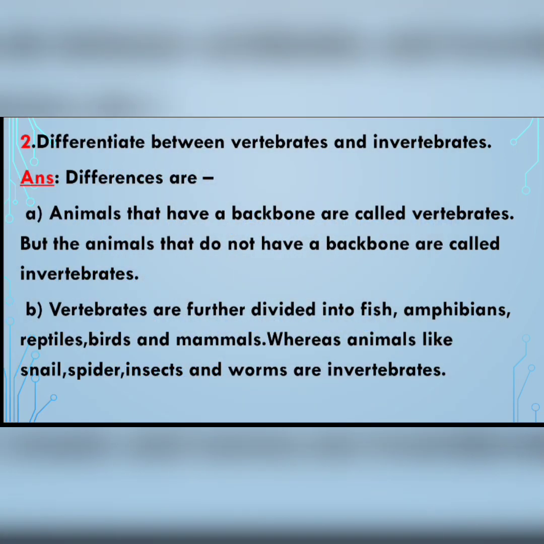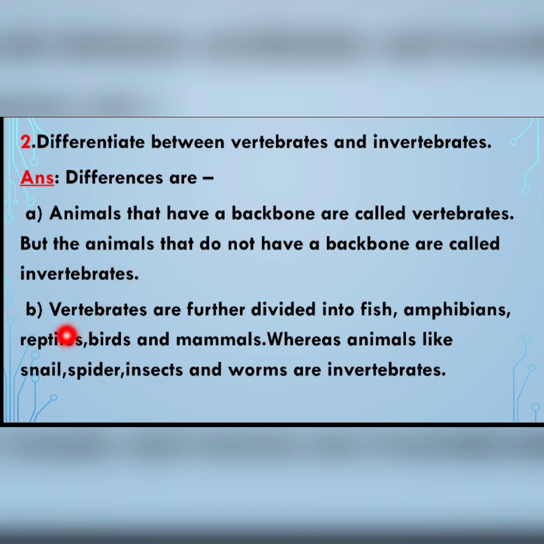Next, question number D2. The question is, differentiate between vertebrates and invertebrates. And the answer will be, here the answer I have mentioned point wise. In your copy also you have to write as it is given here on the slide. First difference is, animals that have a backbone are called vertebrates. But the animals that do not have a backbone are called invertebrates. So it is the first difference.